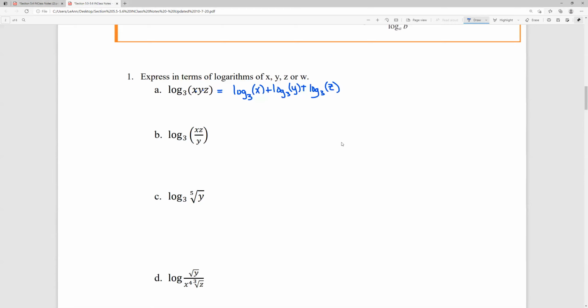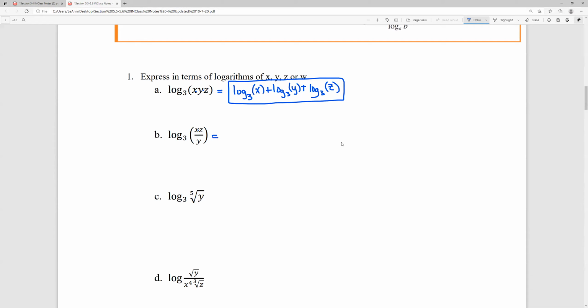Okay. And that's as far as we need to go on this one, because we split all three of these up into their own individual log, because multiplication turns into addition, and each one has an x, y, or z to the first power. So notice this one's a little bit easier than what we did in class. Let's look at B. This has multiplication on top and division.